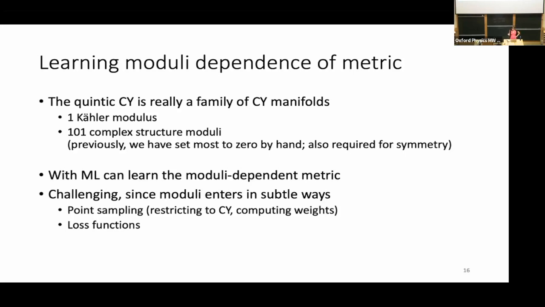And one should remember that if you want to machine learn the moduli dependence, if we are sampling points, for example, we're using the defining polynomial in doing that in order to solve for the points on the Calabi-Yau. So then the choice for moduli will enter there. So everything is dependent on moduli in a way.